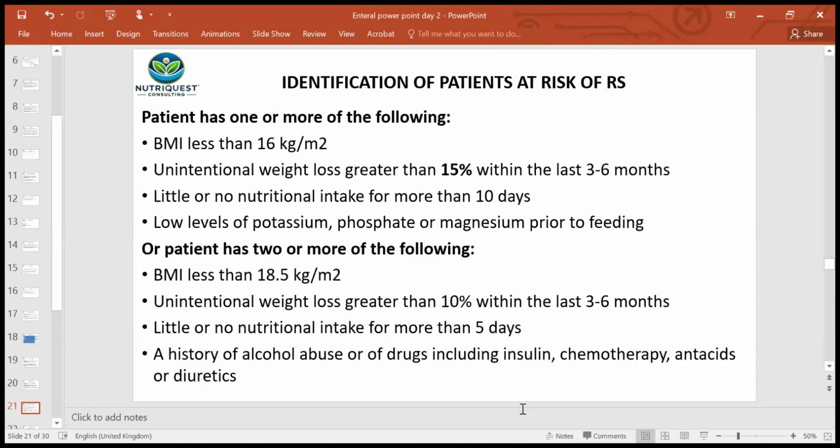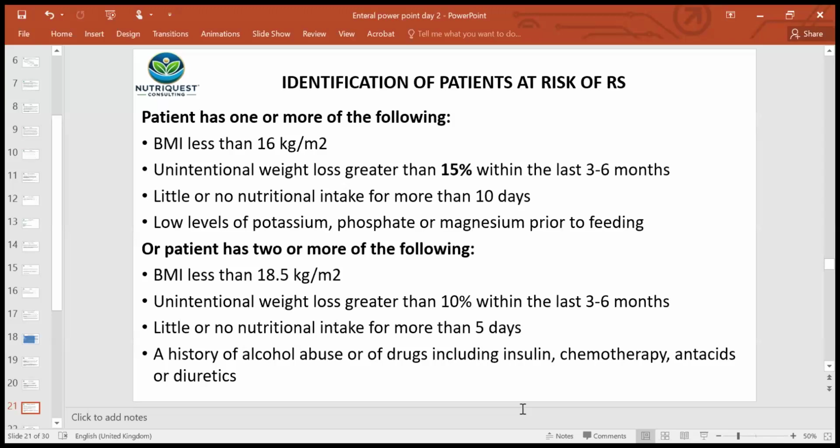So you need to plan early. Number one, BMI less than 16 kg per meter square. That's one. Number two, and patient has one or more of the following. Even if they have one, that's a risk of refeeding syndrome. Unintentional weight loss greater than 15% within the last 3 to 6 months.